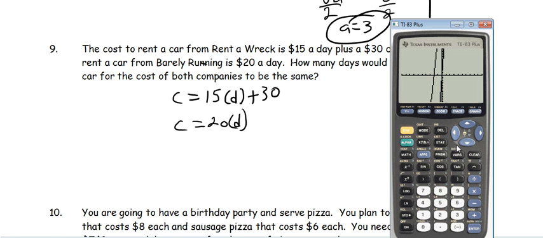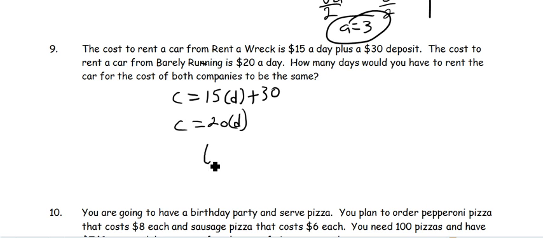I could graph. Oh, that's not looking good. So let's see. Zoom. Fit. There we go. I can see my intersection. Second trace. 5. Enter, enter, enter. So x is 6, y is 120. It's asking how many days. Our days are the independent variable, so x, our answer is 6 days.